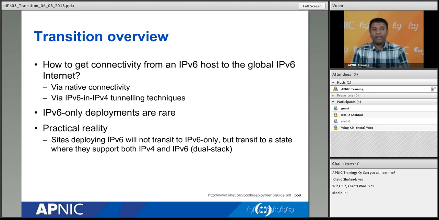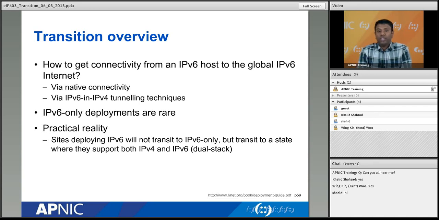In practical reality, what can we see in the industry? In the industry, we can see that most of the machines that are connected to the internet are running on the IPv4 protocol. Since the IPv4 address space is running out, we have a new protocol address called IPv6.